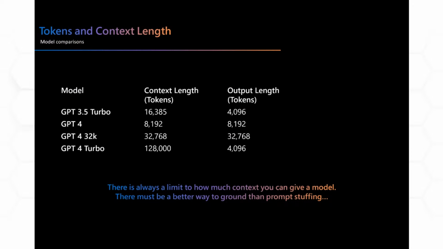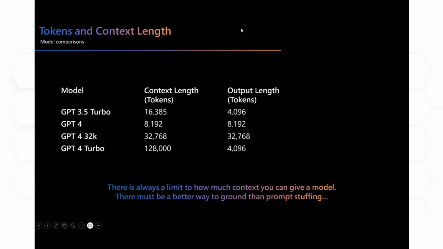GPT-4 32K has 32,000 context length for input and output, which is why it's called GPT-4 32K. And finally, GPT-4 Turbo has 128,000 context length for input and 4,000 for output. There's always going to be a limit, as you can see, to how much context you can give a model. So there must be a better way, you think, to ground a model than prompt stuffing, right?